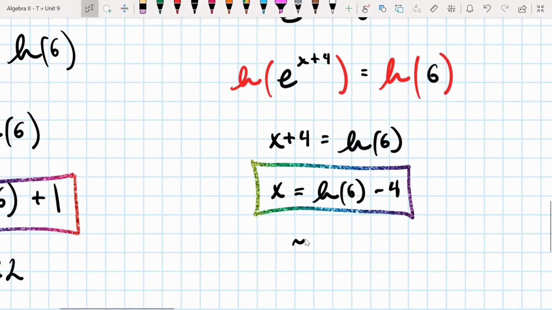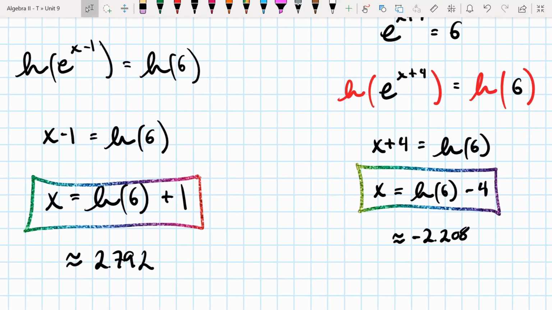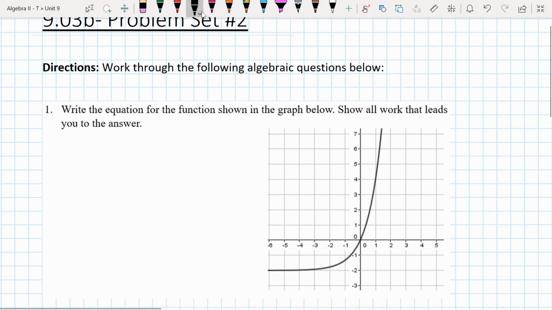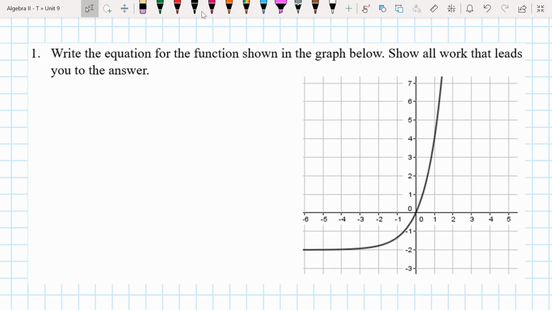And this is approximately equal to, if you plug this in your calculator, about negative 2.208. Okay. So let's wrap up this video by going through graphical problems associated with exponential functions. In problem set 2, we're going to go through 2 questions involving analyzing the graphs of exponential functions and then answering some questions associated with the graphs of exponential functions. So for the first question, we are given an exponential function, and what we want to do is determine what the equation for this graph is.